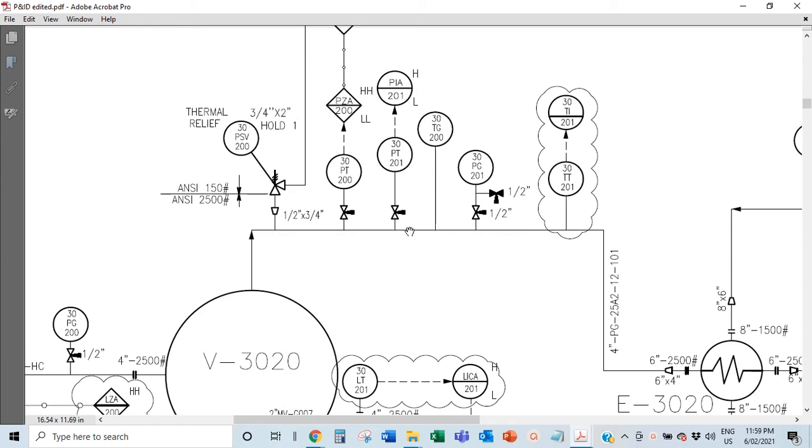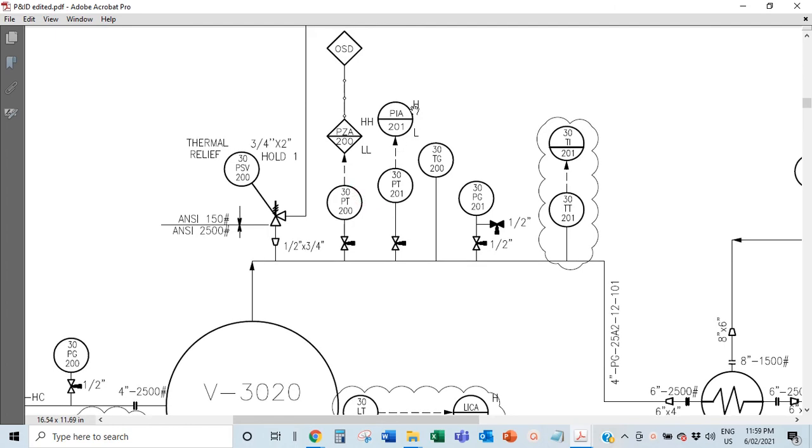So if the pressure in this line, which is a result of the pressure in this vessel being too high, you have your high alarm and your low alarm. It sends the signal straight. The pressure is too much, it alarms. If nothing is done about the alarm, it goes to trip off.